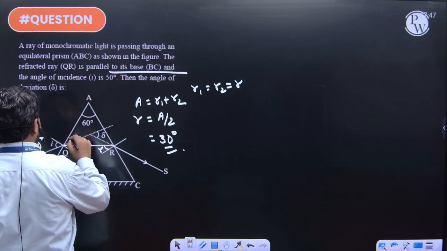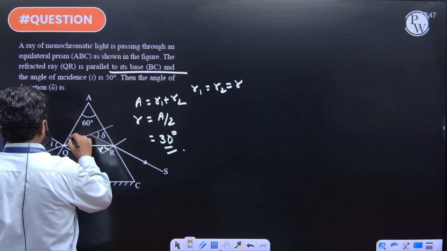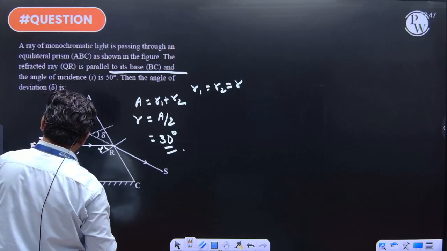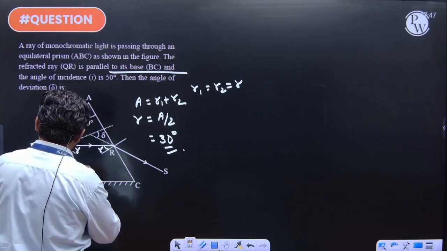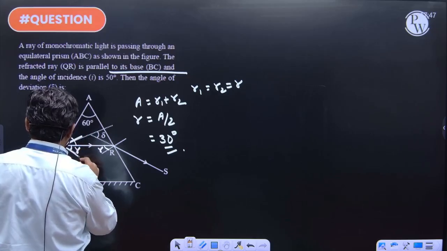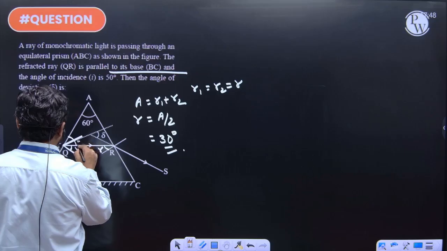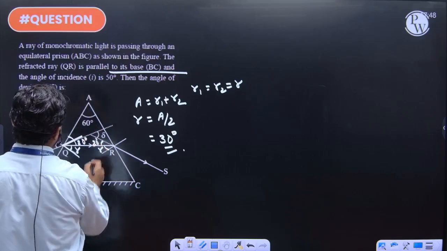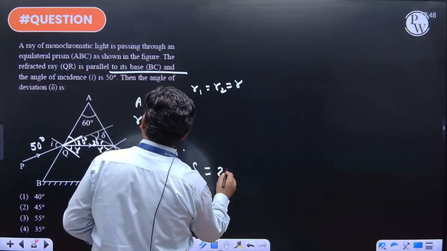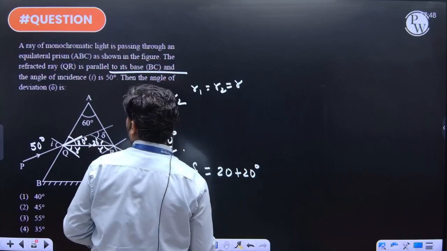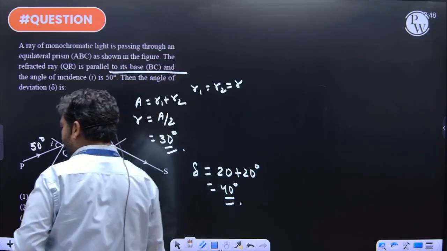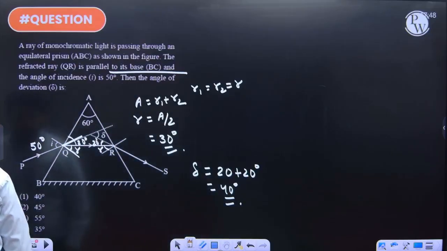Direct formula also you can use, or you can do it like this. This one is 30 degree. What about this angle? This angle is 50 degree. Just see which angle I am talking about. This one and this one. This angle is 50 degree. This is 30, so this angle will be 20 degree. Correct? So this angle is 20, so this angle is also 20 degree. So delta is equal to 20 plus 20, that is 40 degree. So what is your angle of deviation? Angle of deviation will come out to be 40 degree. Option number 1 is correct.